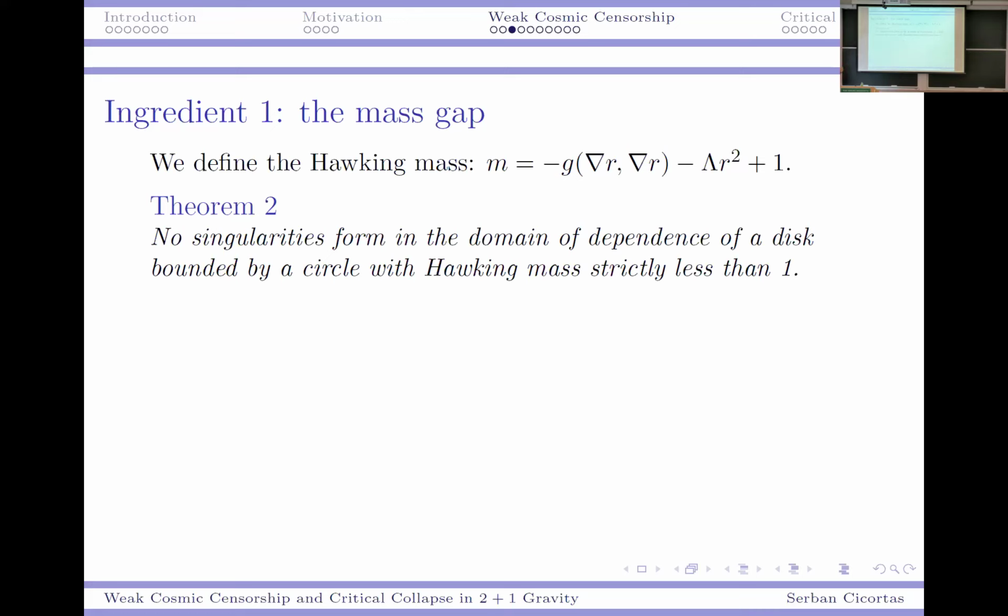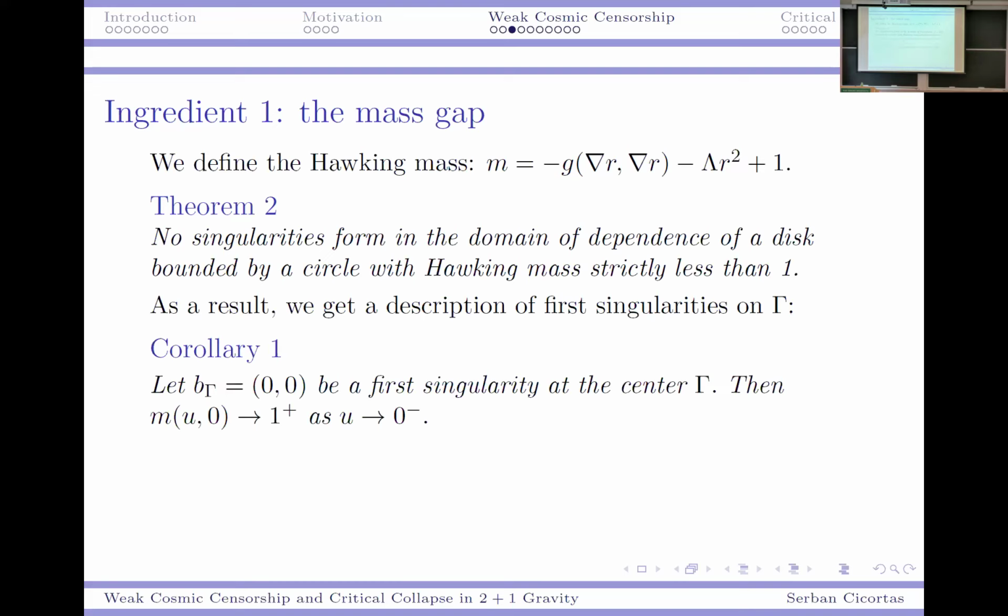And there's two essential consequences of this result that I'll mention next. So the most important use of this result is that this gives us a description of first singularities at the center. Okay, so here's what I mean by this. Maybe let me draw it again. So let's say I have a first singularity at the center. So this is B gamma.